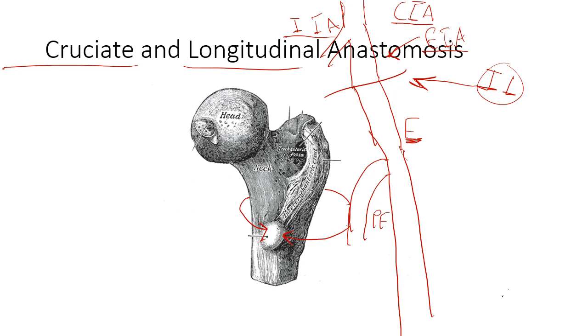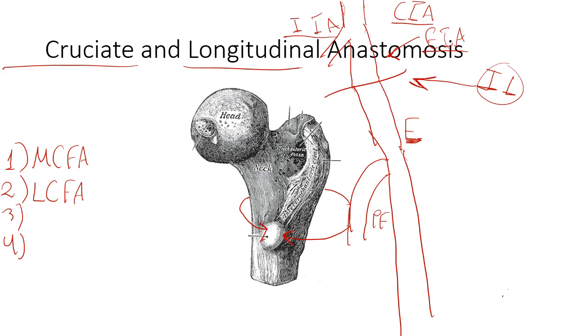Again, I'm going to write them down here so we know which arteries make the cruciate anastomosis. So far we said from the profunda femoris we have the medial circumflex femoral artery and the lateral circumflex femoral artery. Here's the medial and here's the lateral. You don't need to know which one is which, I'm just pointing out.